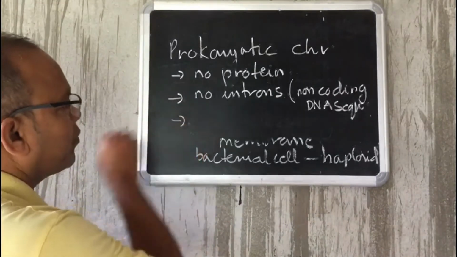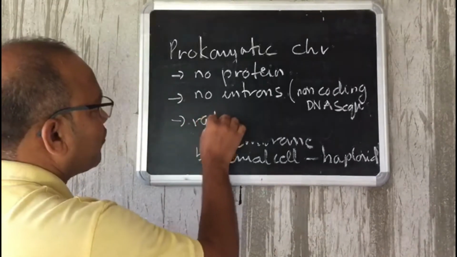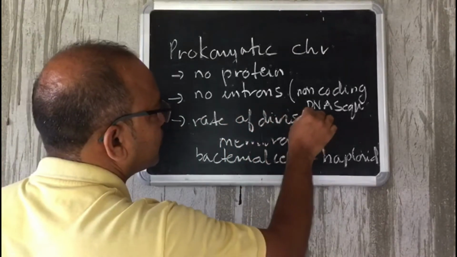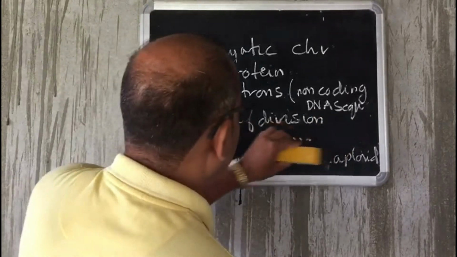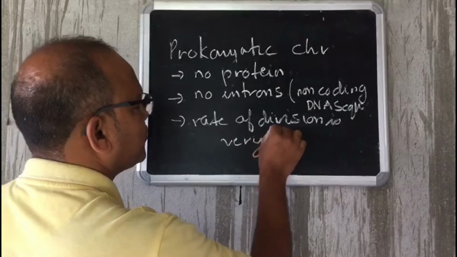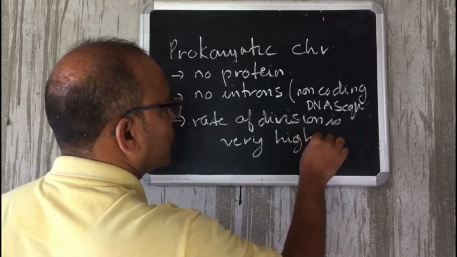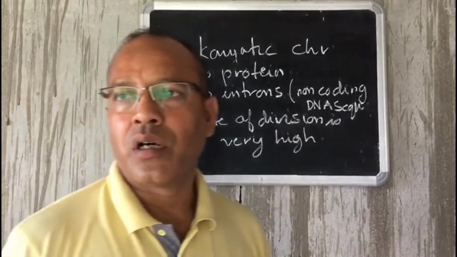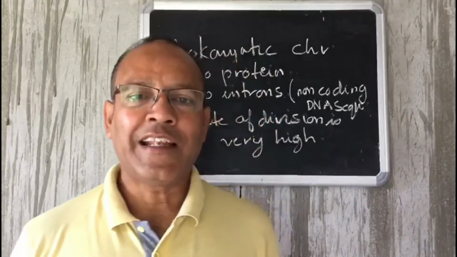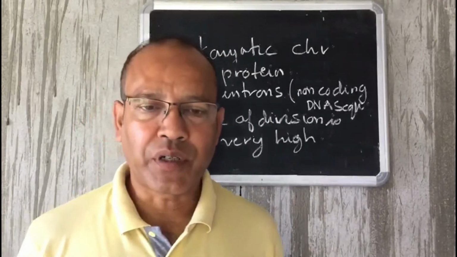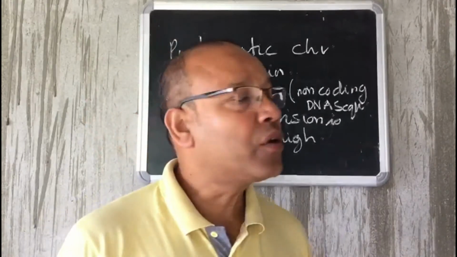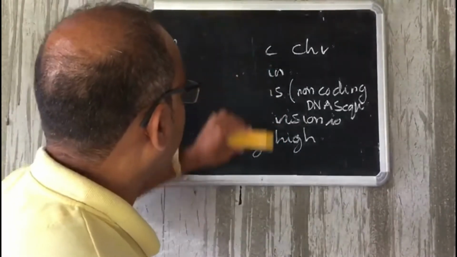Now, another important feature is the rate of division. The rate of division is very high. No wonder organisms like bacteria having prokaryotic chromosome can multiply very quickly because their rate of division is very high. This is in brief about the prokaryotic chromosome.